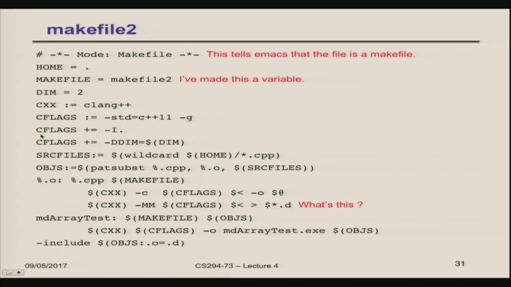next example. C flags, now I'm saying, okay, here's how I want dim to be changed. This tells the compiler to look for all occurrences of dim and replace it by $dim, which is 2.